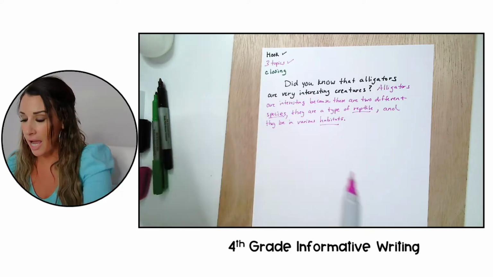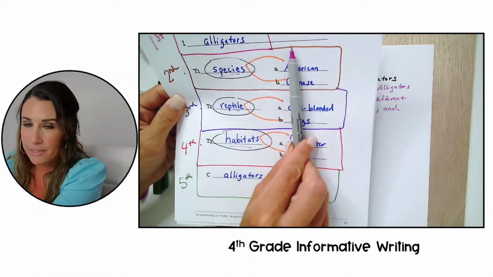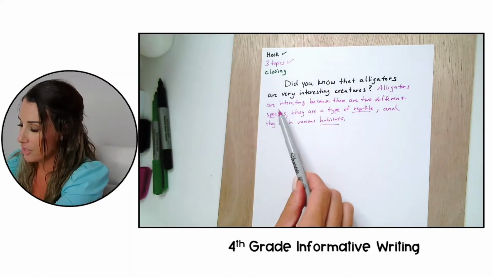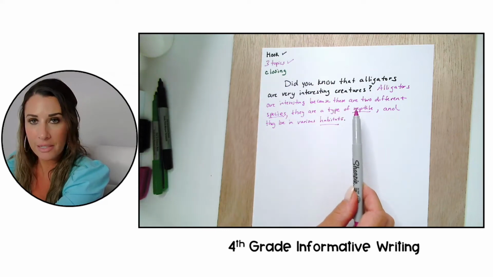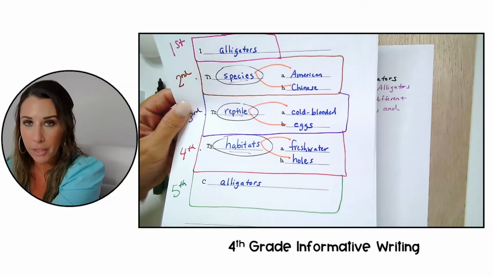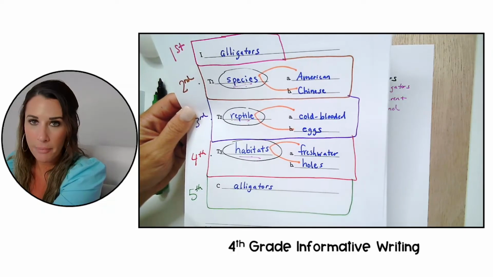The other thing is I didn't name any of my A's and B's. Okay, you want to make sure you don't do that. Save those A's and B's for the middle paragraphs. I don't want you to put "alligators are interesting because there is the Chinese and American alligator." I don't want you to say that. The Chinese and American, save that for the middle paragraphs. Okay, just state these three topics.